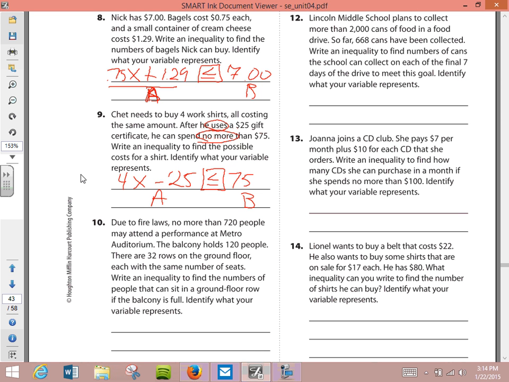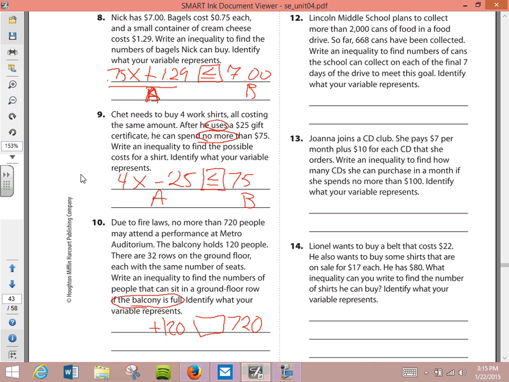Due to fire loss, no more than 720 people may attend a performance at Metro Auditorium. The balcony holds 120 people. There are 32 rows on the ground floor, each with the same number of seats. Write an inequality to find the number of people that can sit in a ground floor row if the balcony is already full. What is y? 720, right? That's how much space we have. What is b? 120. Why is that b? Because that's how much it holds. And it doesn't change. That one's already full.